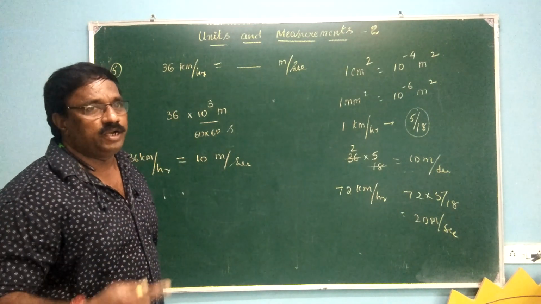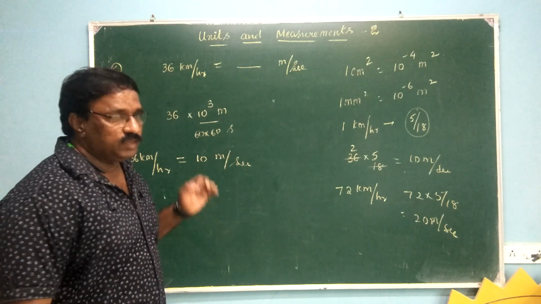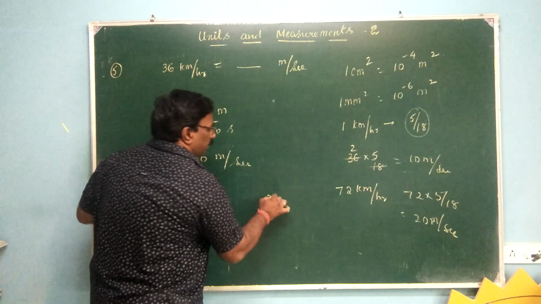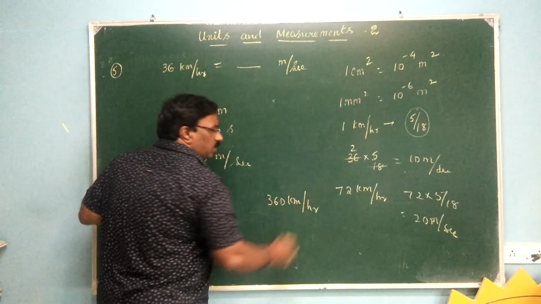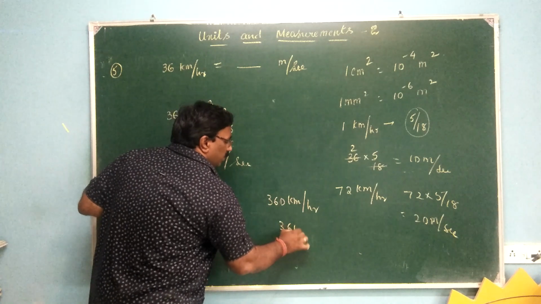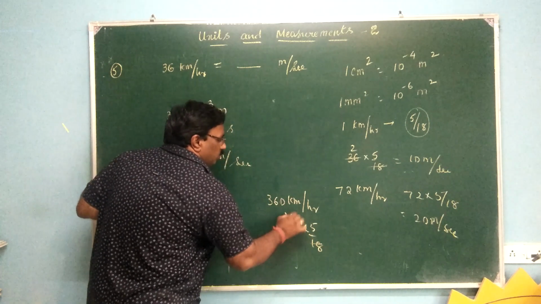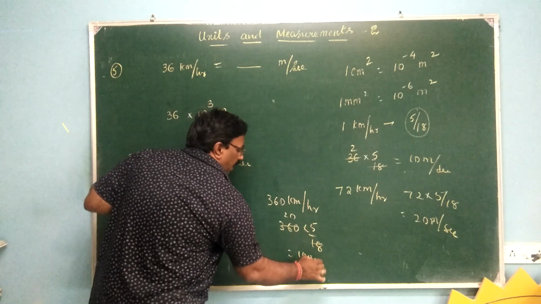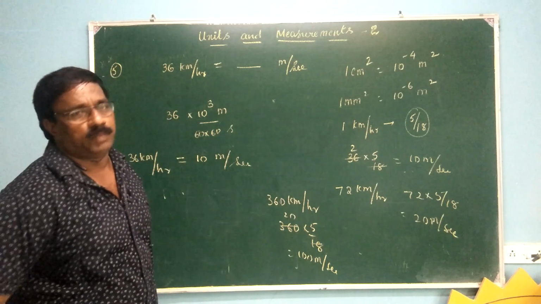So what do we have to multiply to convert kilometer per hour to meter per second? With 5 by 18. For example, 360 kilometer per hour. I want to convert into meter per second. So with what do I have to multiply? 360 into 5 by 18. 18 into 20 times, so the answer is 100 meter per second. This is the conversion factor students used to remember.